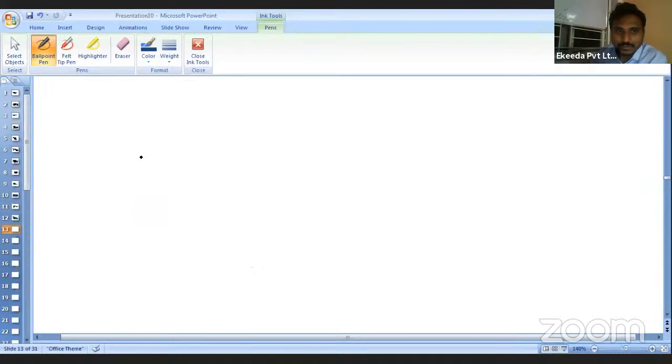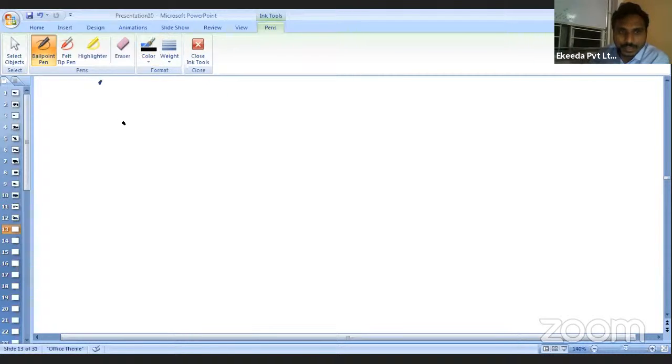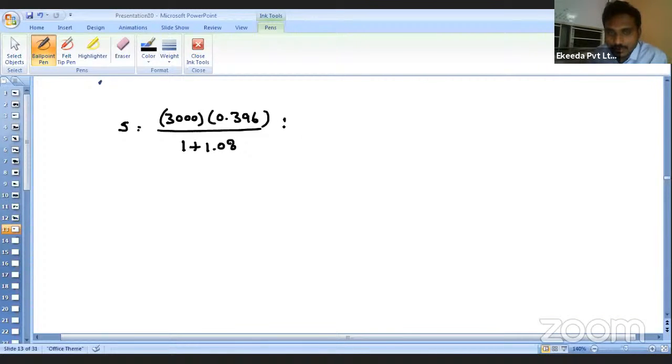So what about the S value? S is the settlement. S is nothing but the initial thickness. So what is the initial thickness? 3 meters. If I take it in millimeters, 3000 into, what about the compression index value? That is obtained to be 0.396 divided by 1 plus, the initial void ratio is given as 1.08, into log 10 of sigma 2 bar.